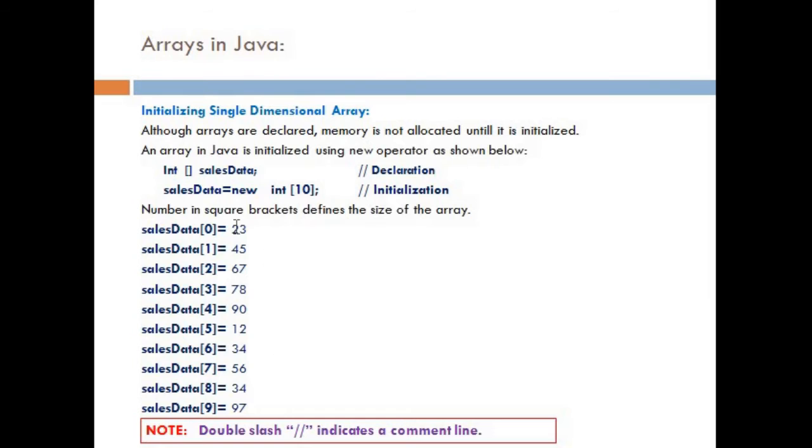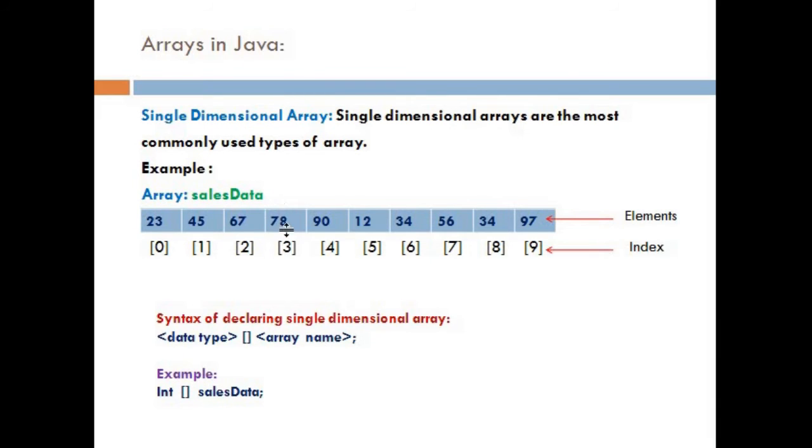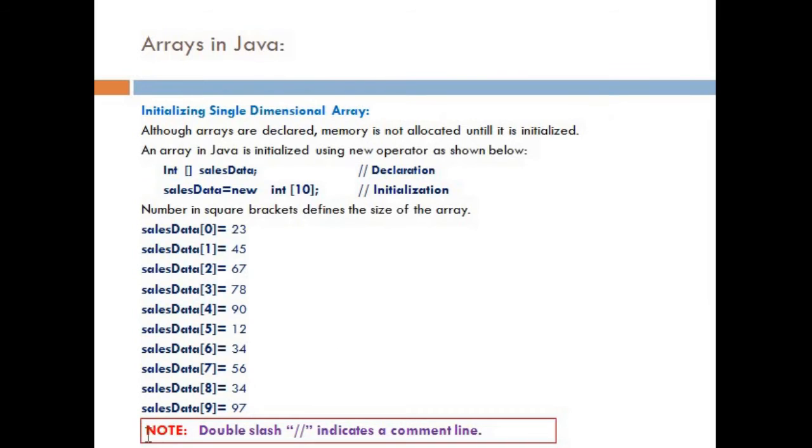So in this way our array sales data has been initialized with the values, so that the array gets filled up with these elements. Then come below, see the note. It says double slash, okay, double slash like this. It indicates a comment line.